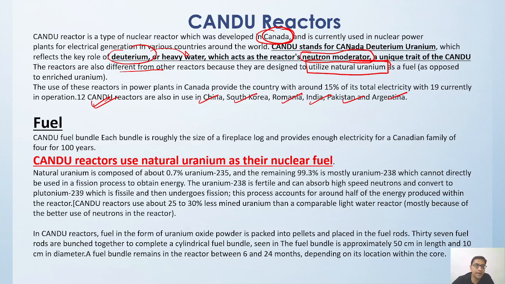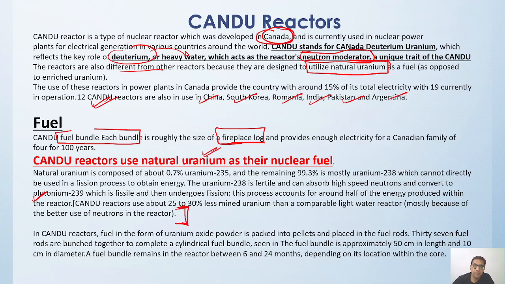Each fuel bundle is like a fireplace log, meaning a log of wood. A fuel bundle will be able to provide electricity for a Canadian family for up to 100 years. That means each fuel bundle can provide electricity for each Canadian family for 100 years. The CANDU reactor utilizes natural uranium, and we have already discussed the whole process of enrichment.